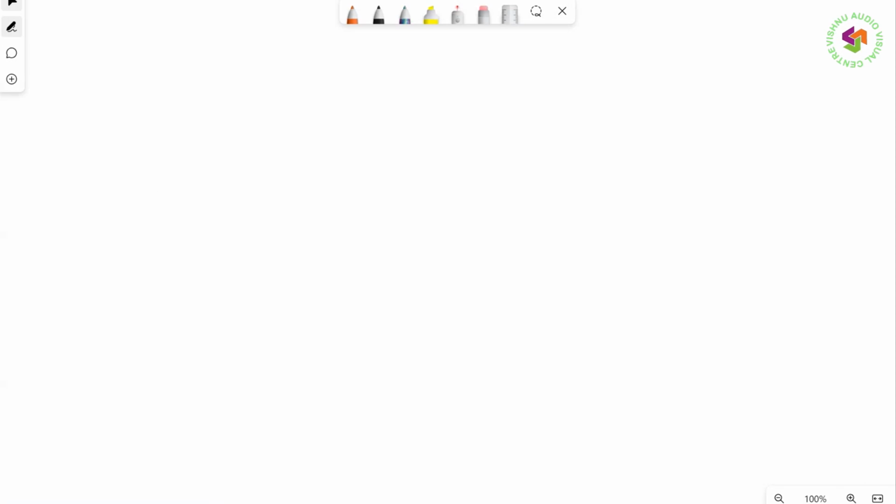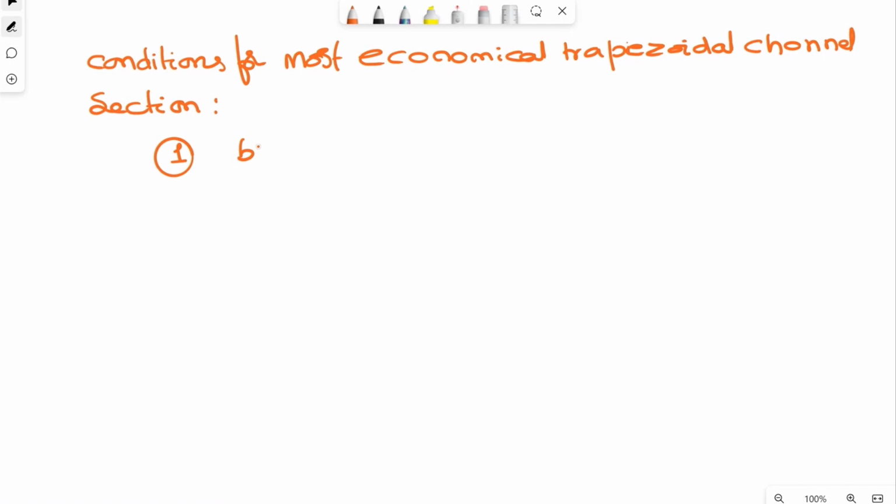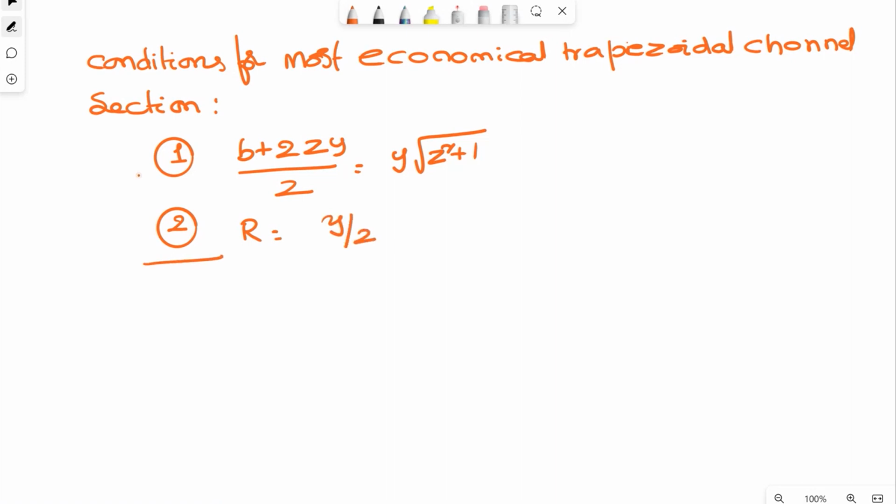Okay, we have derived the conditions for the most economical trapezoidal channel section. Number one is basically half of the top width is equal to the side slope distance. Number two is R is equal to y by 2. So these are the two conditions generally used.